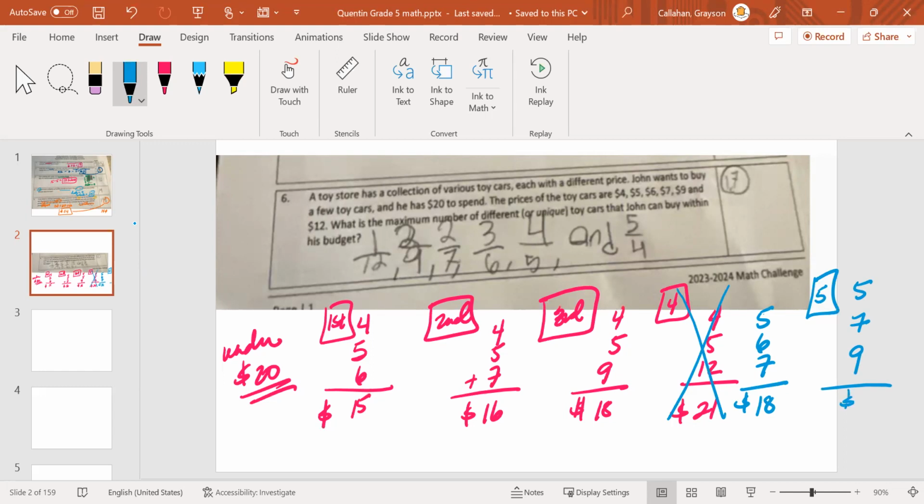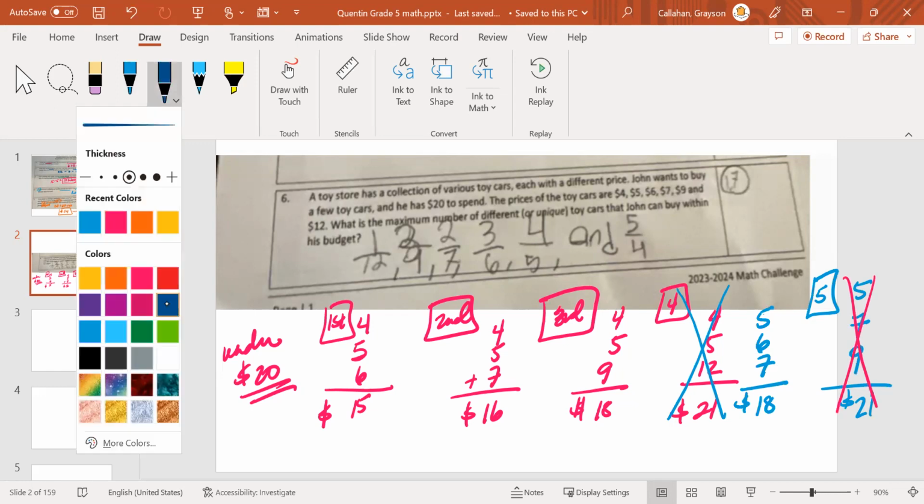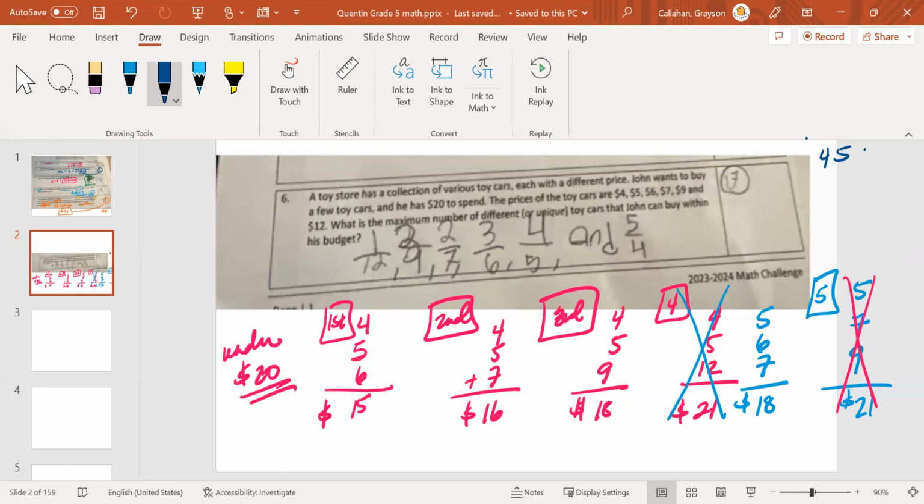How much will that give you? 21? Okay, so no, he can't do that one. So we're gonna cross it out. What's another combination he can do? 3 of them. You can't do 4 of them, because if I do 4, 5, 6, 7, this will be too much. So you can't do 4. You could do 2.